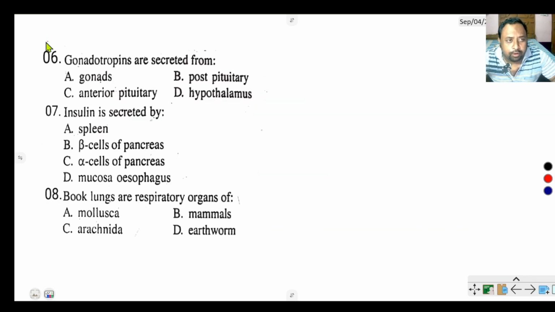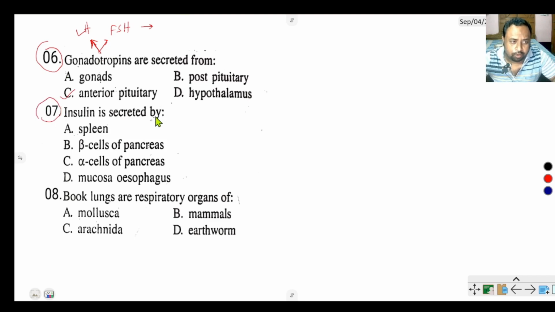Next question, gonadotropins are secreted from. Gonadotropins means hormones like LH and FSH. LH and FSH hormones are secreted from the anterior pituitary. These hormones help in the development of reproductive organs, and in ovulation and oogenesis.